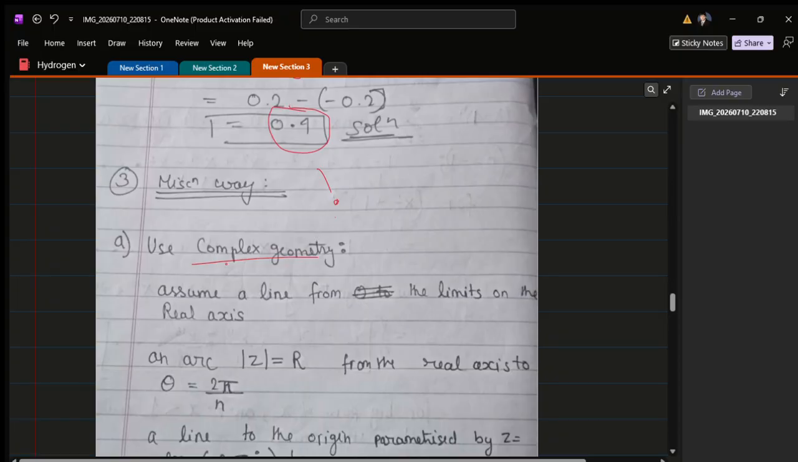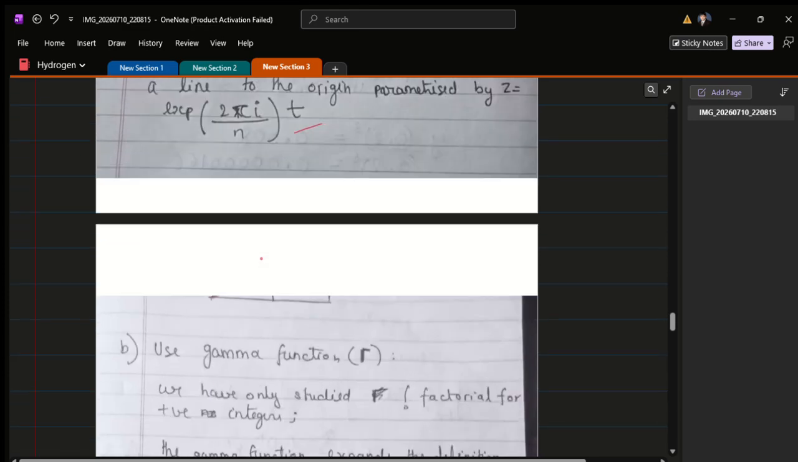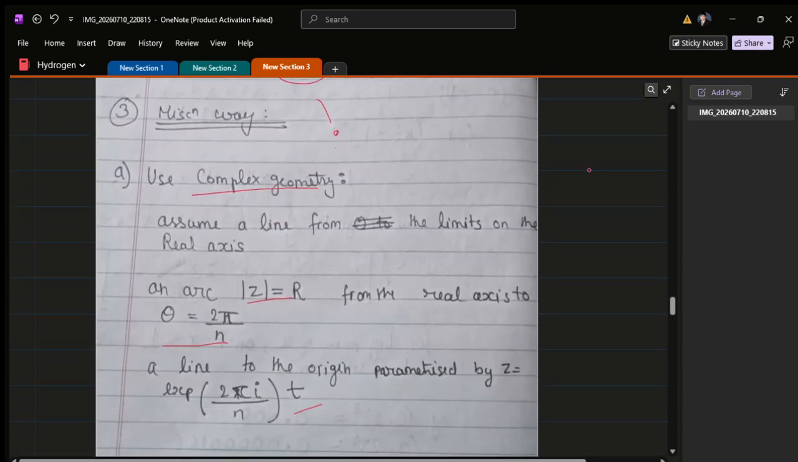I have a slight idea. I know what is the complex geometry. I know this is a circle. I know how to make a line in the complex geometry, but I don't know what we are actually doing with these. So using complex geometry, assume you can read this. Assume a line from the limits on the real axis, 0 to positive real axis, an arc, a circle which is only this arc, a line to the origin parameterized by say exp 2 pi i by n into t. I don't know what is going on and I don't know how it is going to yield us the answer, but it does yield us the answer.